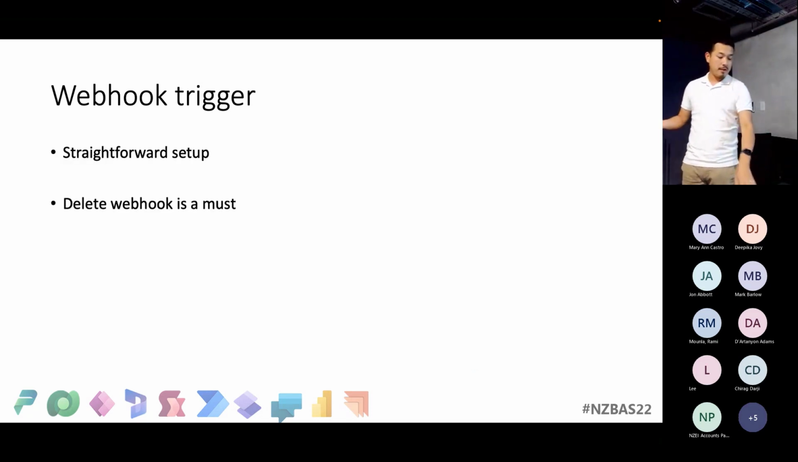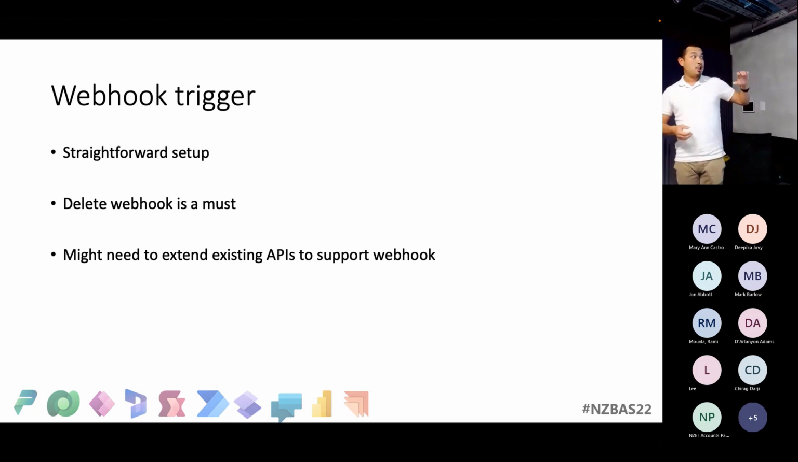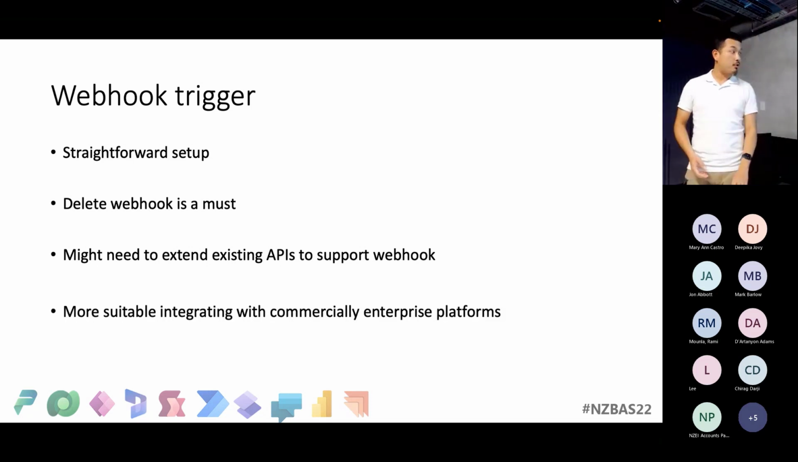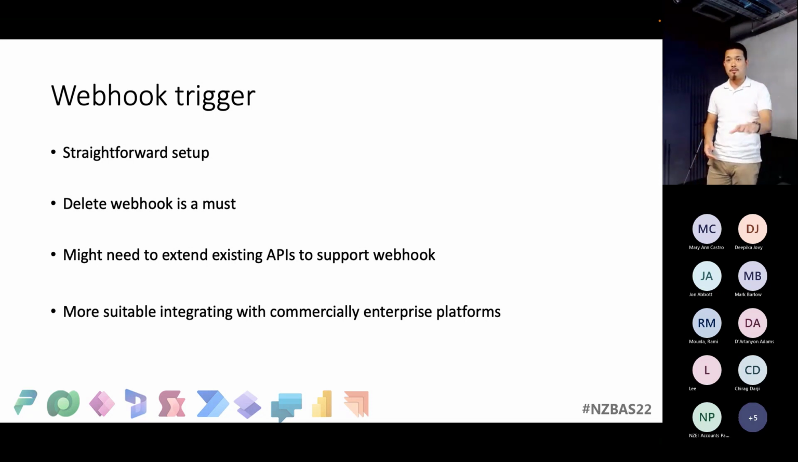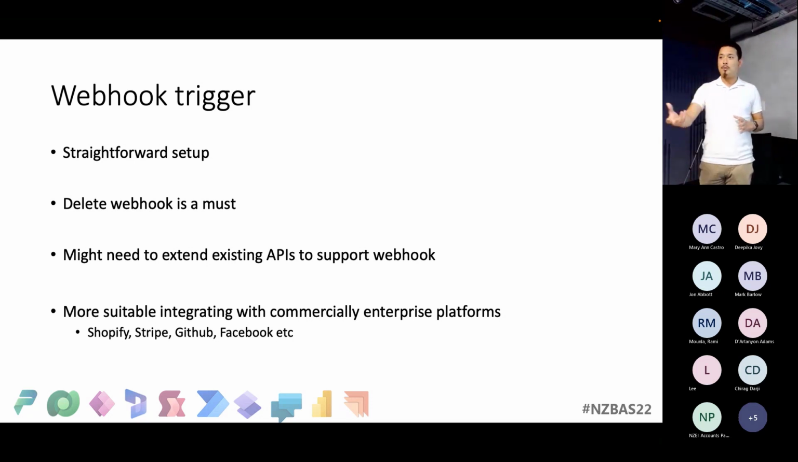Like I said, the webhook trigger is quite easy to set up and straightforward when we create a trigger in the custom connector. But if you already have an existing API, most APIs don't really support webhook capability. You would probably need to extend them to support it. That's why it's more suitable for integrating with commercial enterprise platforms like Shopify, Stripe, GitHub, Facebook. If it is your own platform, like a custom API, I've never seen a webhook on a custom platform yet.